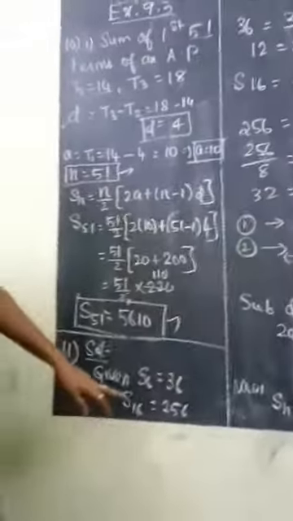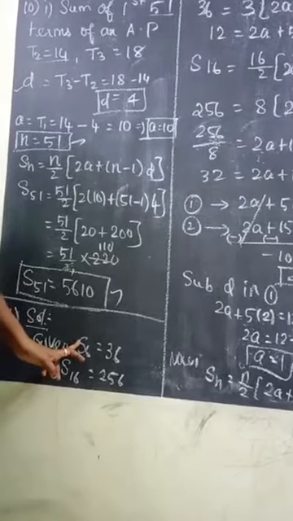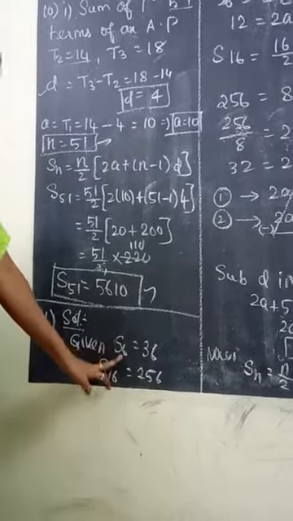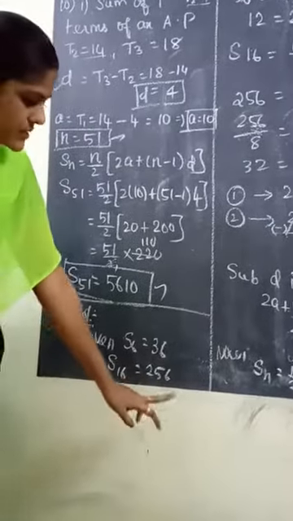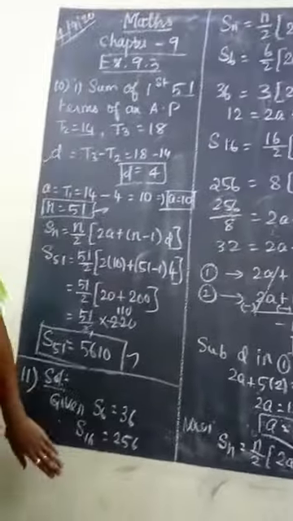So listen. In this question, they mention the word sum. For the entire problem we are using only S. So sum of 6 terms is equal to 36. Sum of 16 terms is equal to 256. This is given. What we need to find? We need to find S10.